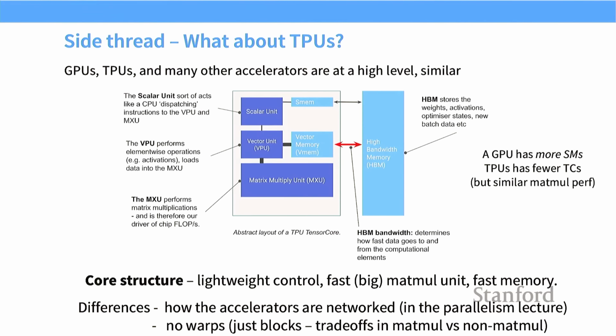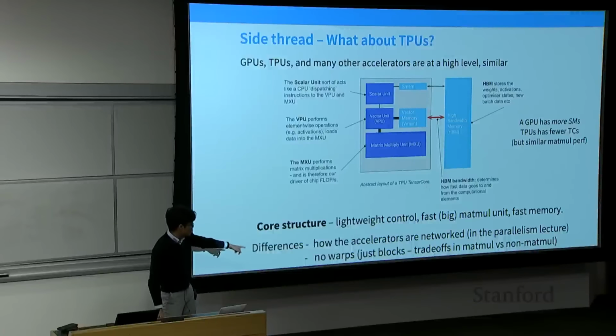So hopefully you see the similarities to an SM, right? There's slow memory outside, very fast memory inside, and there's specialized hardware to do matrix multiplication. The core structure is very much the same. The difference is, and I'll talk about this in the parallelism lecture next week, how the accelerators are networked together is a little bit different. And then also, notice I didn't talk about warps. I didn't talk about any of that other stuff.